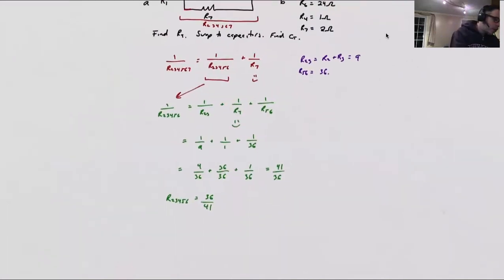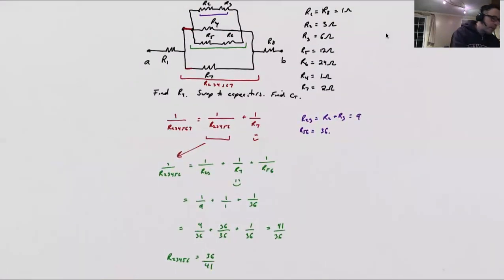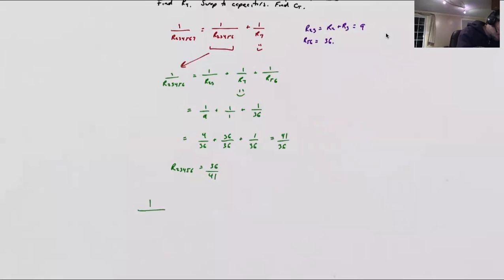Okay, cool. Now we have the green segment resolved, but now remember where we were. We said that the green segment is the upper mess, right? And we use the green segment to get the red segment, 1 over R2,3,4,5,6,7, by taking 1 over the thing that we just found and adding it to 1 over R7. So let's go back and do that like we said in red. 1 over R2,3,4,5,6,7 is 1 over R2,3,4,5,6 plus 1 over R7.